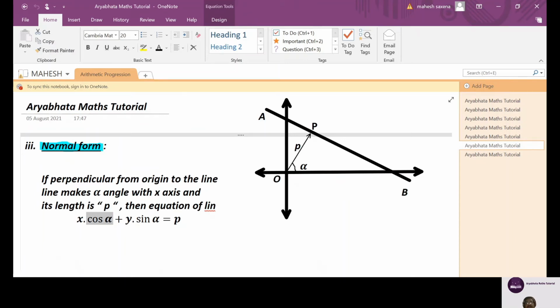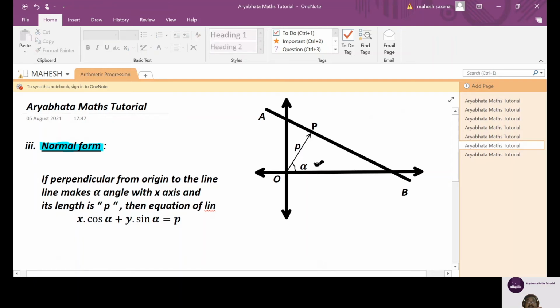Now we come to the third form, that is the normal form. Suppose AB is a straight line, and we draw a perpendicular from the origin to this line, that is OP is perpendicular to the line AB, and suppose this perpendicular makes an angle alpha anticlockwise with the x-axis and the length of this perpendicular is p. Therefore, the equation of this line AB can be represented as x cos alpha + y sin alpha = p.